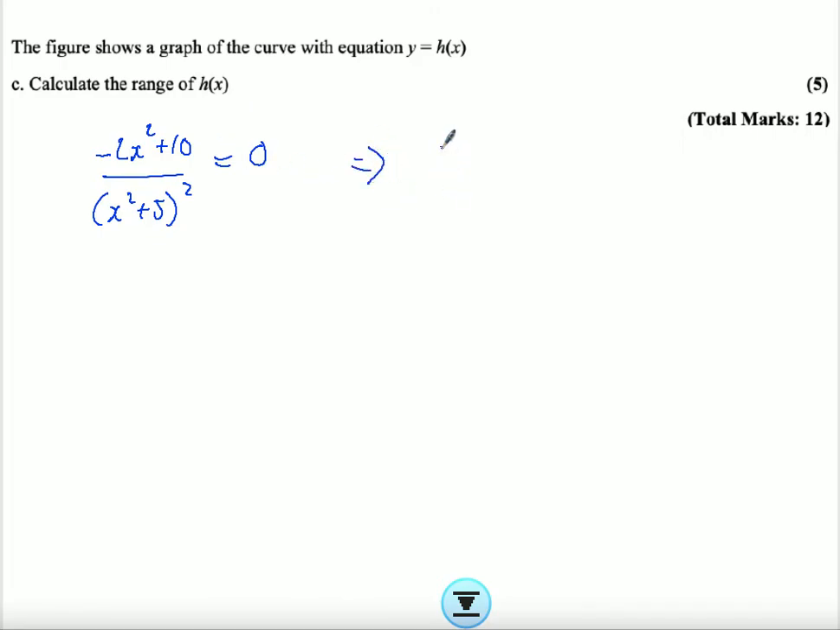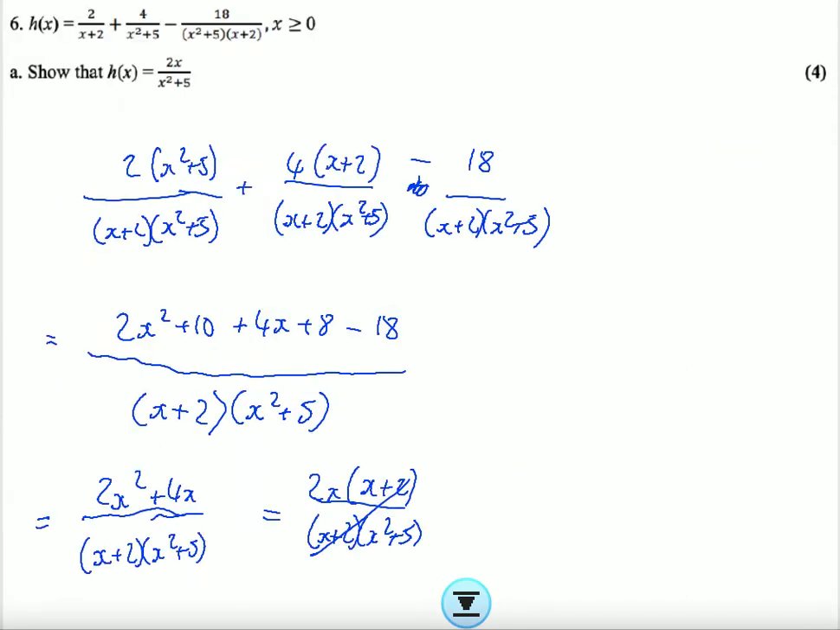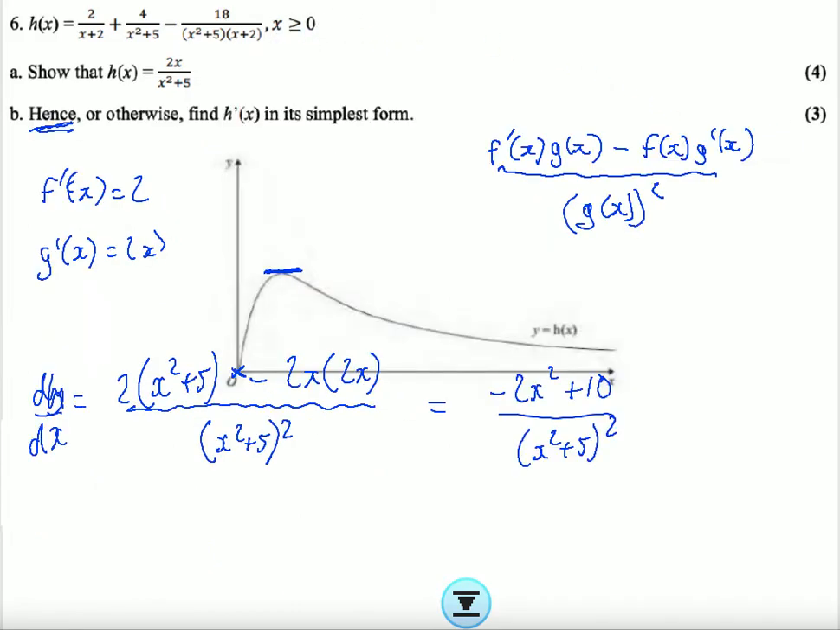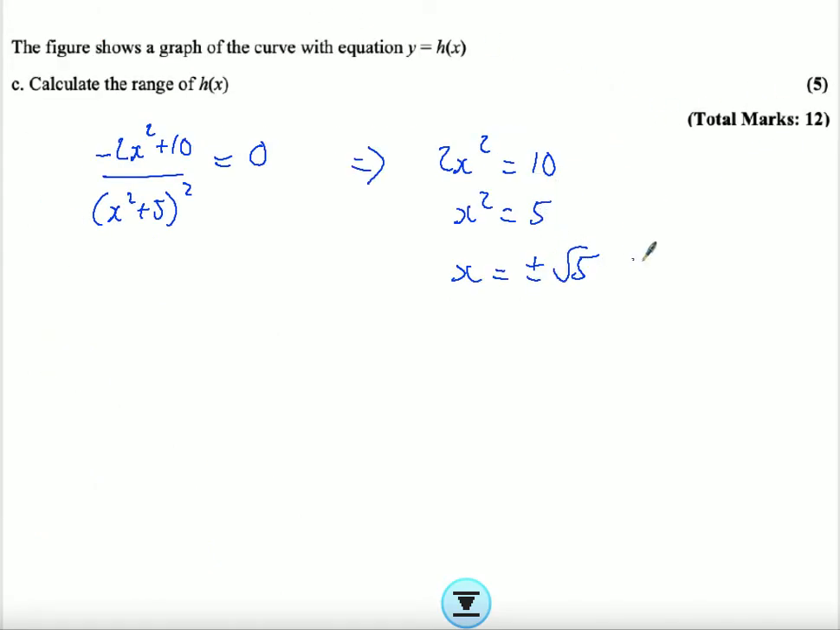So that must mean that we want 2x squared equal 10, x squared equal 5, x to equal plus or minus the square root of 5. We're told any constraint on x. X is greater than or equal to 0. Love to see it. Okay, so that means we're going to say that x is positive root 5.